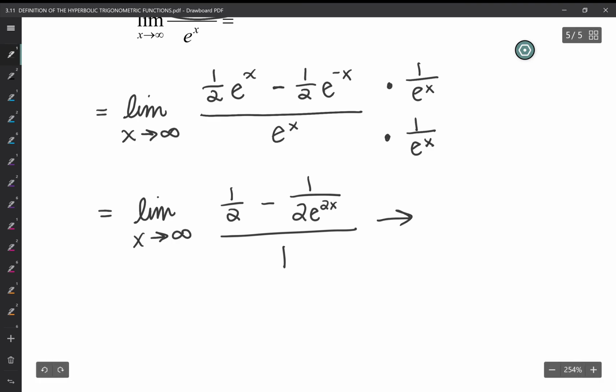Now we can evaluate our limit. So as x approaches infinity, the 1/2 stays 1/2. 1 over 2 e to the 2x will approach 0. Our 1 stays a 1. So this approaches 1/2.